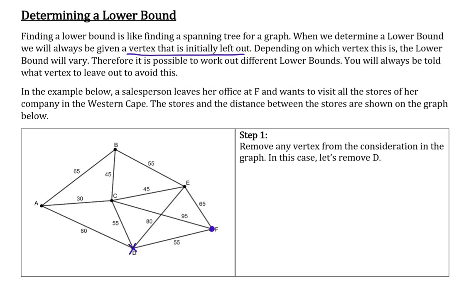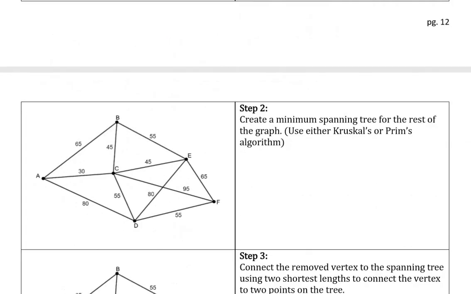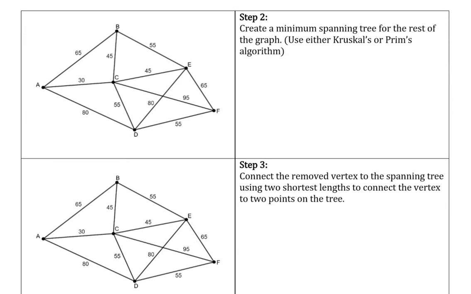Now when we say remove vertex D, we basically mean that anything connected to vertex D I'm not going to use. So I'm going to completely ignore all of those edges that go into vertex D and think of the rest of the graph as the only one that exists. So that's step 1. Step 2 is now create a minimum spanning tree for the rest of this graph, either using Kruskal's or Prim's. So let's cross these out so we don't get confused by them. D doesn't exist, and all those edges going to it don't exist.